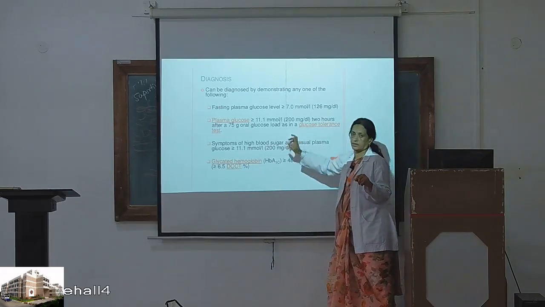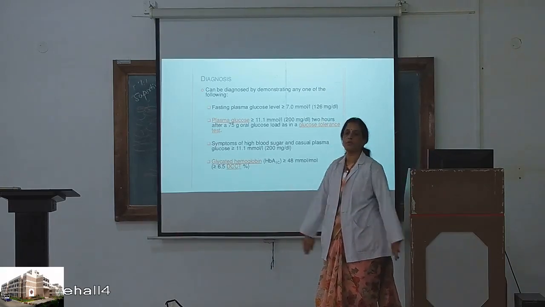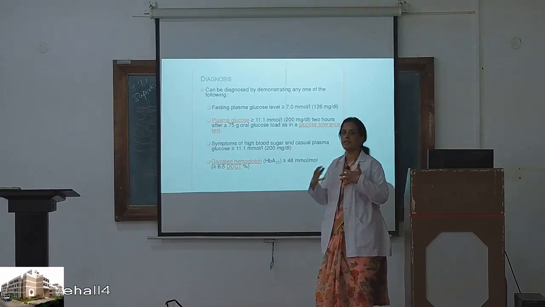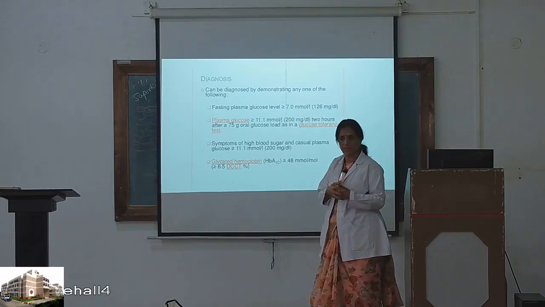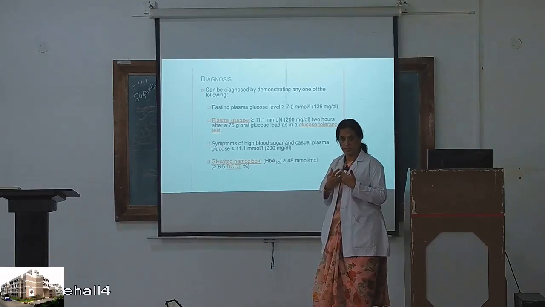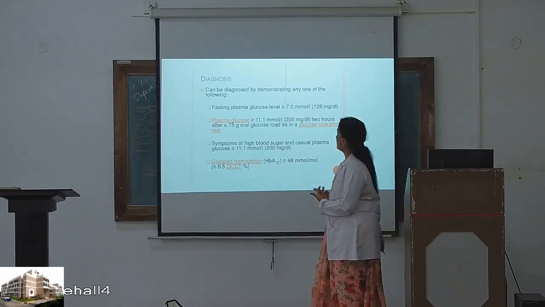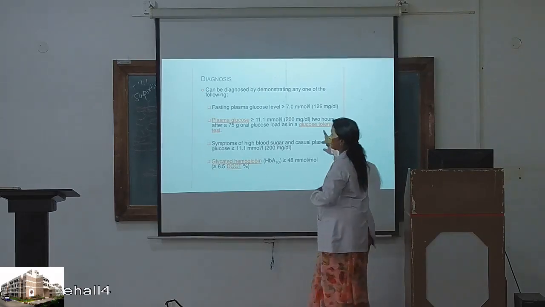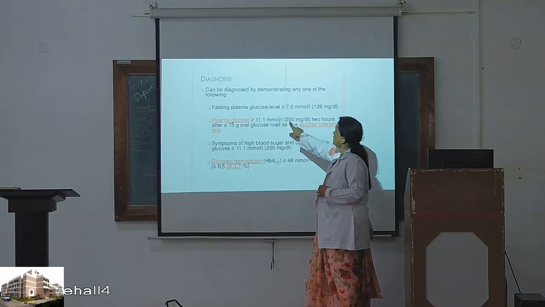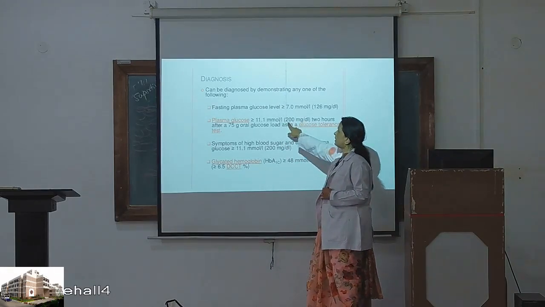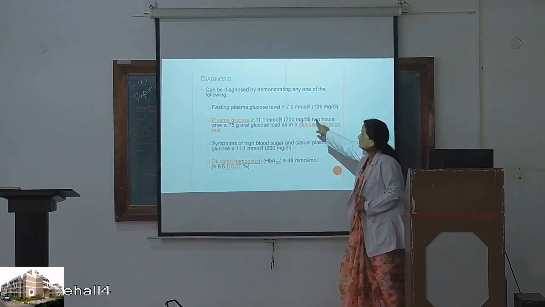So 2 hours after, this is GTT. Have you heard about GTT? I'm sure it's been taught to you in biochemistry. So glucose tolerance test, oral glucose tolerance test. So give the person 75 grams of glucose to drink. Usually we give glucose and add water and ask them, it's so sweet to consume, but somehow. So 2 hours after consumption of this, estimate the glucose level. If it is 200 milligrams per deciliter or more, then we say it is diabetes mellitus.